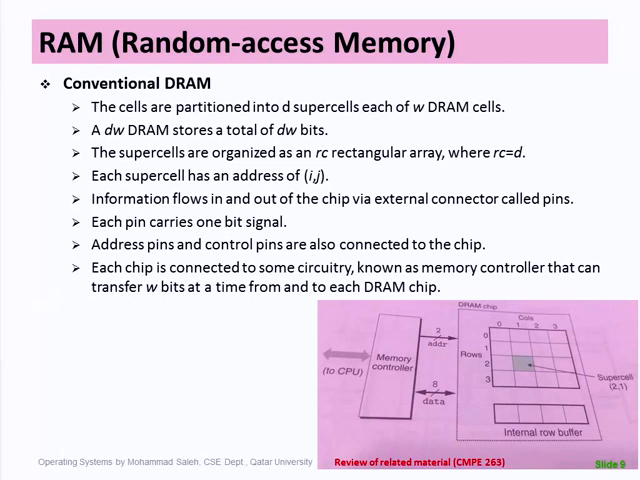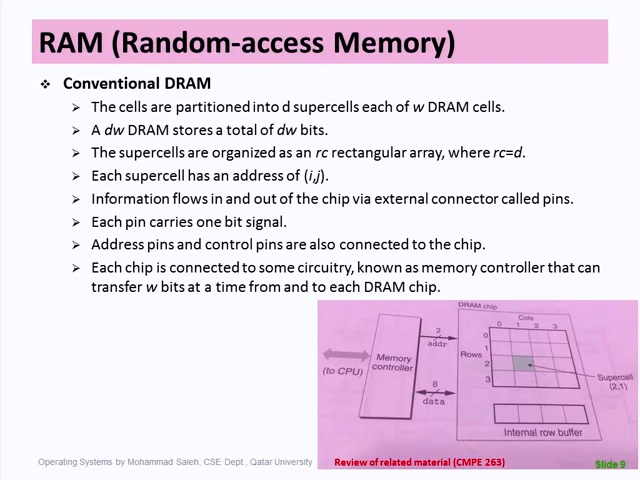Now, to access a particular supercell, then we need a row and a column, right? To retrieve, you need a row and a column. Now, so the row and the column determines the address, the actual physical address of a supercell. We need a row and a column. Now, the row and the column is supplied using appropriate pins that are connected, okay, to this structure.